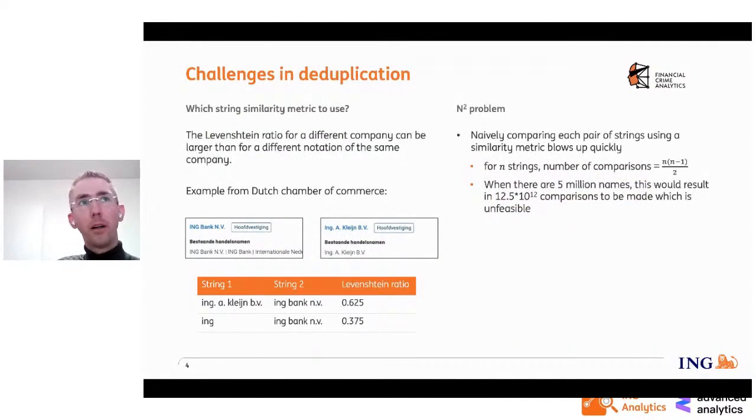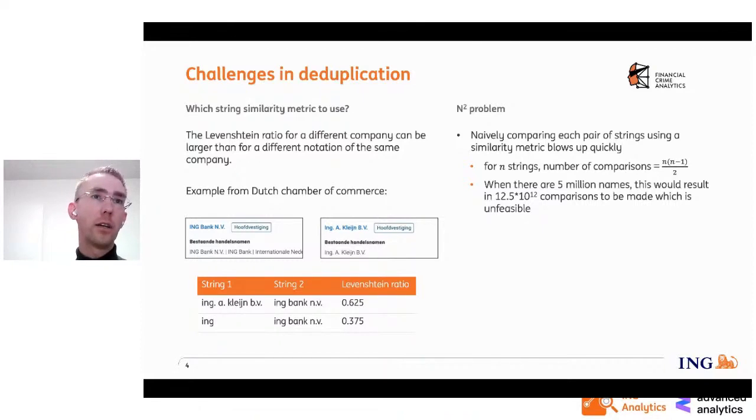There are two difficulties in deduplication. First of all, how do you compare strings? And the second problem is the n-squared problem. Let me explain them both. So there are many string similarity metrics. The most famous one is the Levenshtein ratio, but basically all these metrics calculate differences or similarities, as you like, based on the number of character edits that you need to make to convert one string into the other.